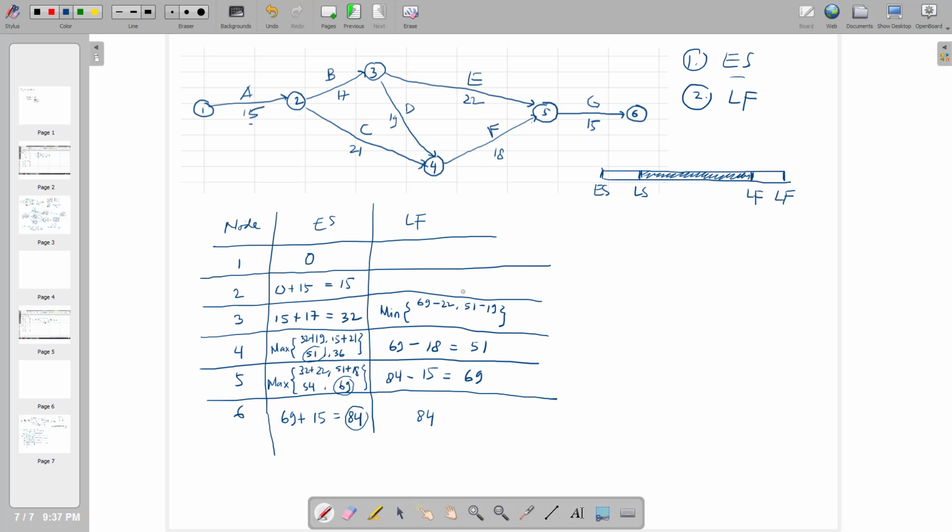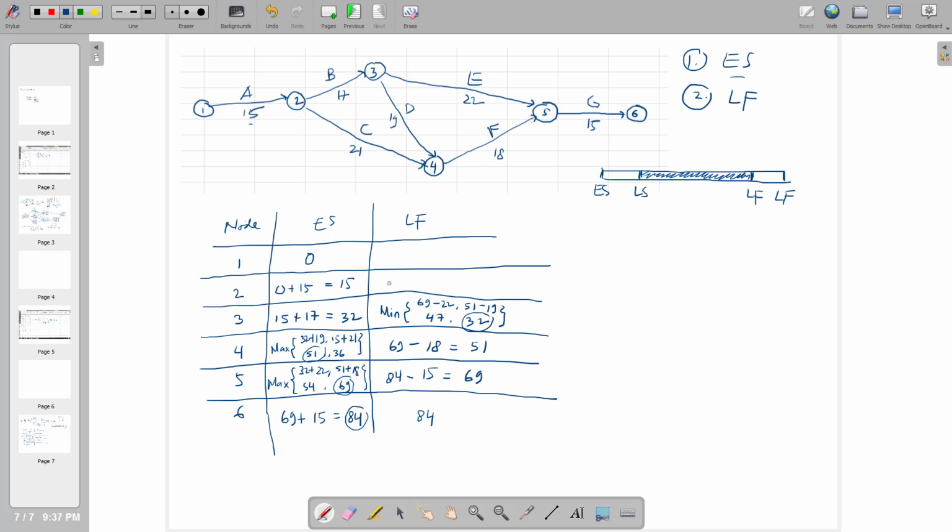So 69 minus 22 is actually equal to, can you help me calculate this? 69 minus 22. 60 minus 20, 40, 48, 47. Okay, and the other one will be minus 32. 32. Okay, so the value is the 32 one.